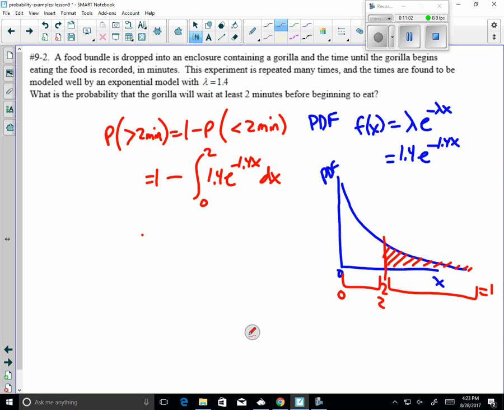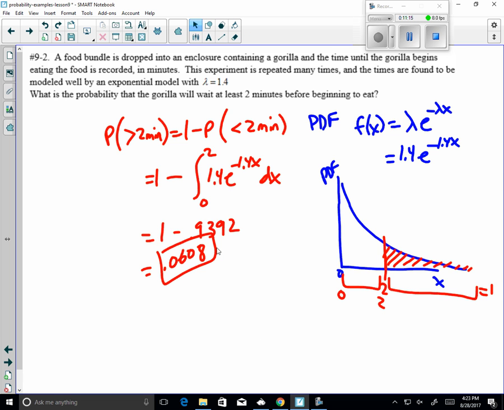Right? So this would be 1 minus 0.9392, and therefore the probability on the right-hand side is what's left, so 0.0608. So basically about a 6% chance that the gorilla waits at least 2 minutes before beginning to eat. Another continuous probability problem where they essentially gave us the probability density function. Okay, let's take a look at the next problem.